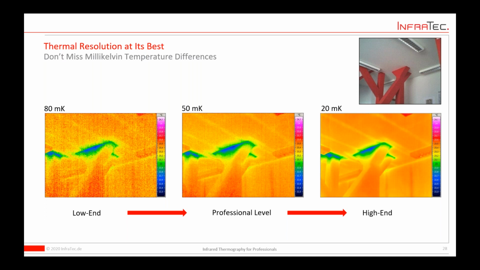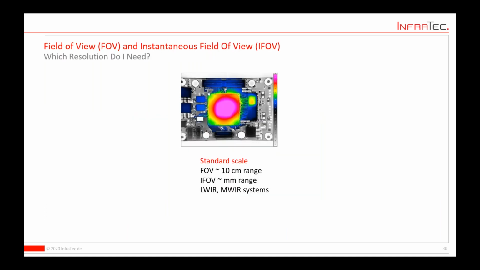Another aspect, of course, of choosing an IR camera is the field of view and also the instantaneous field of view. So this is sometimes a battle between the object size and the detail size. I recommend to really focus on the details you want to measure. For instance, on this PCB board, what is the smallest detail you want to see? This is the starting point of choosing a camera and the lens, because these parameters are influenced by the lens, but also by the detector.